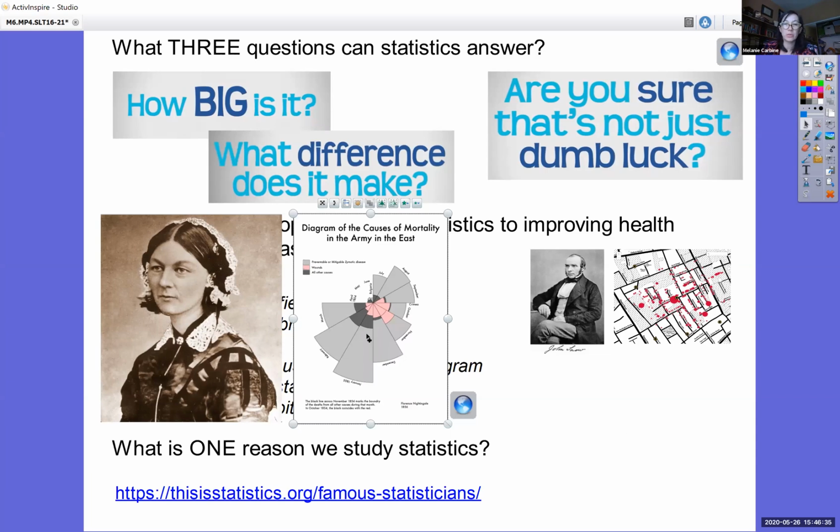So in her pie chart, it's like a histogram / pie chart. The pink parts are soldiers who have died from their actual wounds. The gray part, the light gray, is soldiers who have died from infections they got in the hospital. So she was able to go to the hospital board and say, hey, people are dying from infections in the hospital much more than they are dying from their actual wounds. We need to do a better job at keeping the hospital clean.